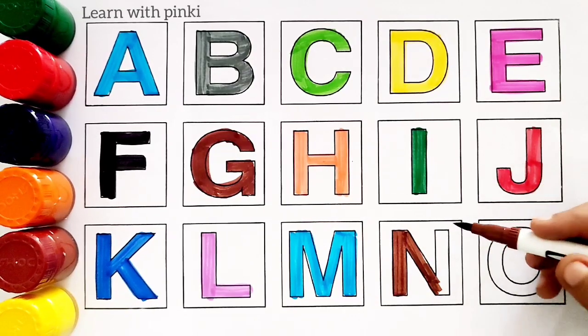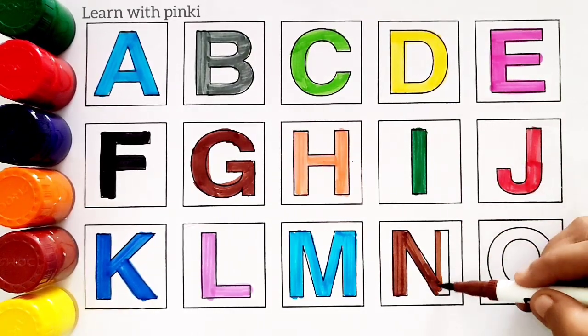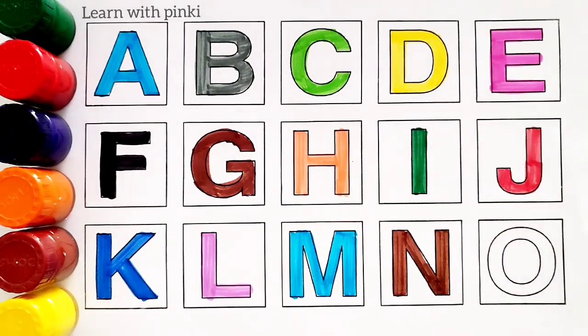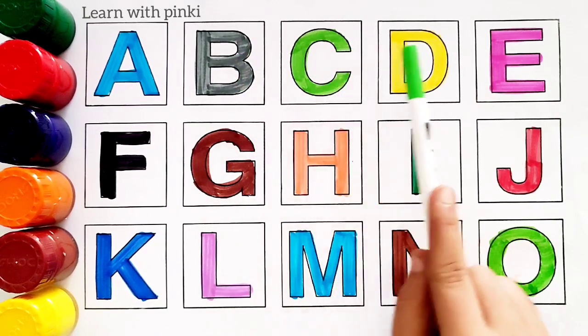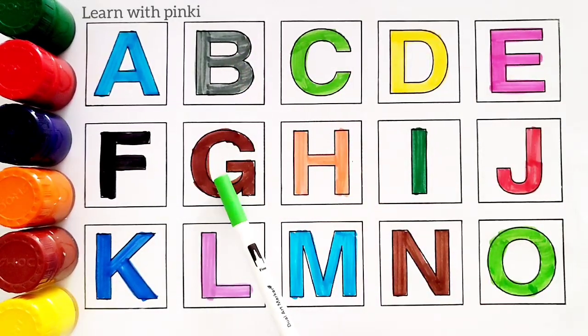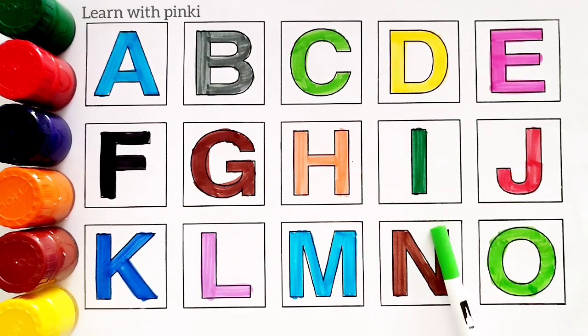N for nest, N for nest. Light green color. O. O for orange, O for orange. A, B, C, D, E, F, G, H, I, J, K, L, M, N, O.